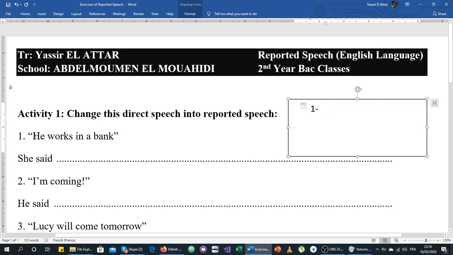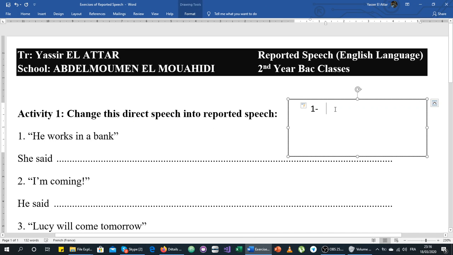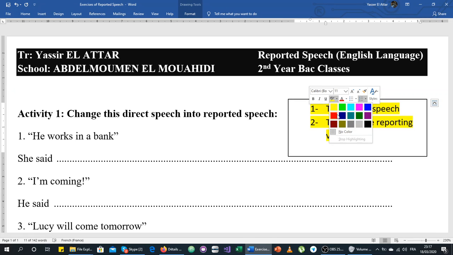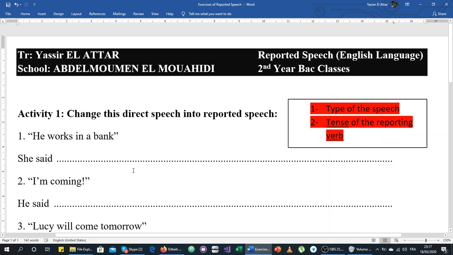So we said when we want to change from the direct speech to an indirect speech, we have to take into consideration two things. The first thing is the type of the speech. The second thing is the tense of the reporting verb. Those two things are very important to make your structure correctly and to know what changes you should do and what changes you shouldn't do.